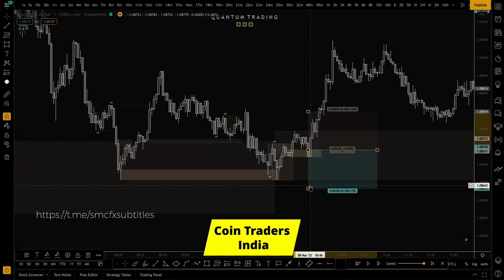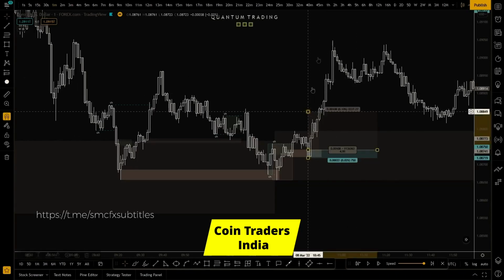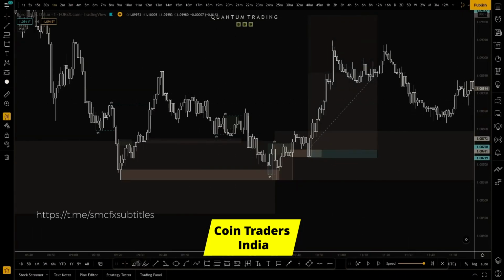You can have it on the open, and we just cover the low. Okay, so you can see there we're getting like a 2.2 pip stop. And that is your entry model. Okay, you can see we've had liquidations of lows. So the liquidity's been taken.